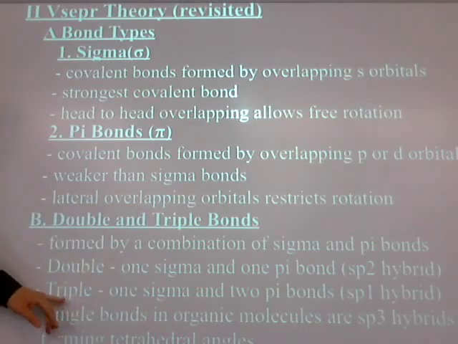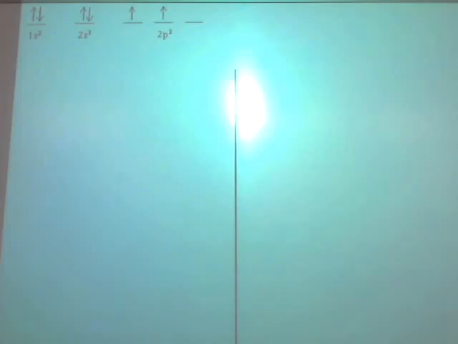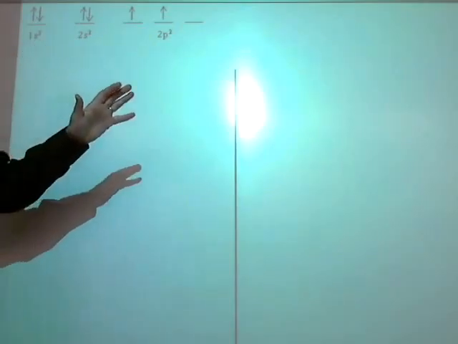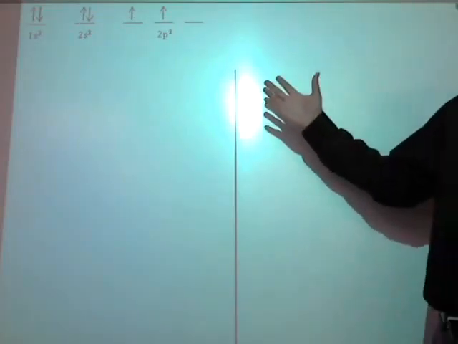I'll show you that in a second. Triples contain one sigma, two pi bonds. And single bonds in organic molecules usually have sp3 hybrids. All right, so what are we doing here? This is what happens in organics. There probably won't be a lot of this, but there could be a question about hybridization.